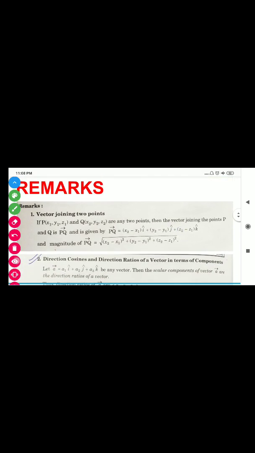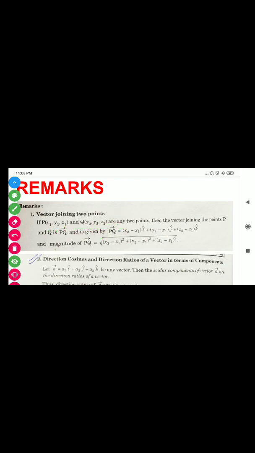First is the vector joining 2 points. If we have 2 points P and Q, then the vector joining P and Q is given by the position vector of Q minus the position vector of P. So we write here x2 minus x1 i cap plus y2 minus y1 j cap and z2 minus z1 k cap. And the magnitude of the PQ vector must be equal to the square root of the sum of the squares of the components.